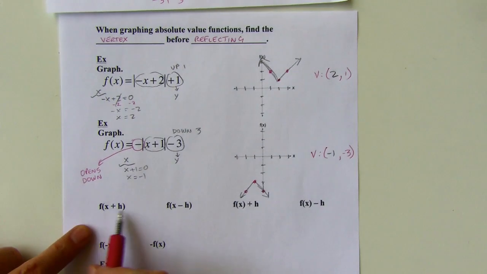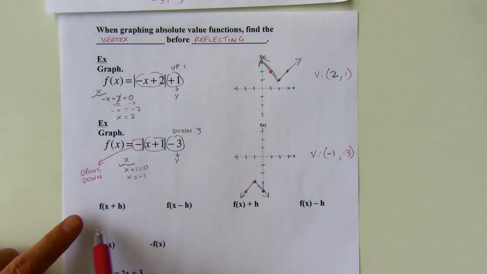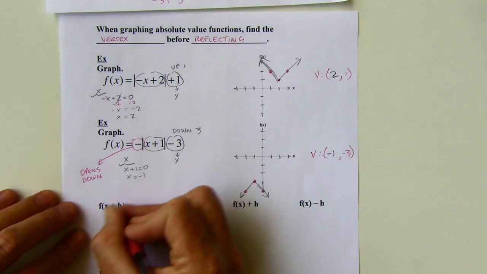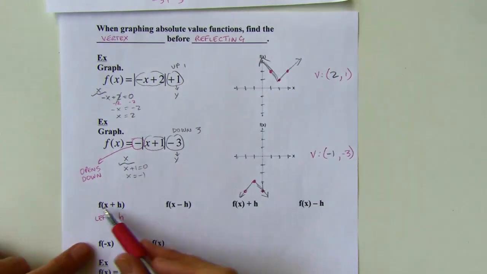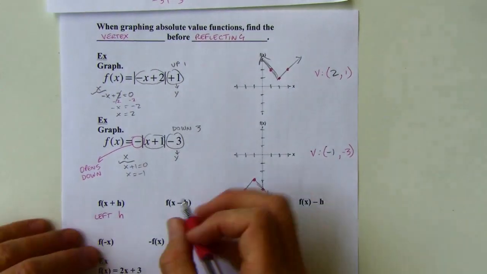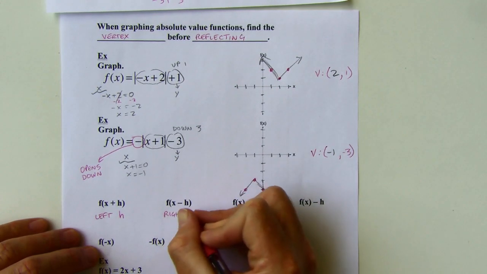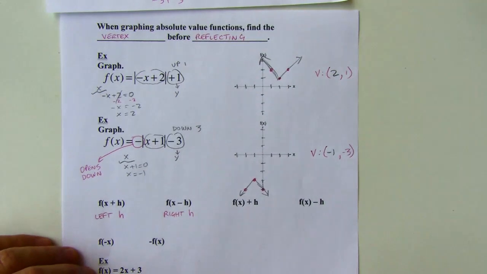If I've got something inside, this actually works the same, this is just function notation. So this is going to work for absolute value functions, but actually all other functions as well. When instead of f of x, I've got f of x plus h, that means I'm going to move everything left h units, whatever h is. So if I had x plus 4, I'd go left 4 units. If it's a minus something in the middle, then you're going to go right that amount. So if I had x minus 4, then I'd be going right 4, okay?